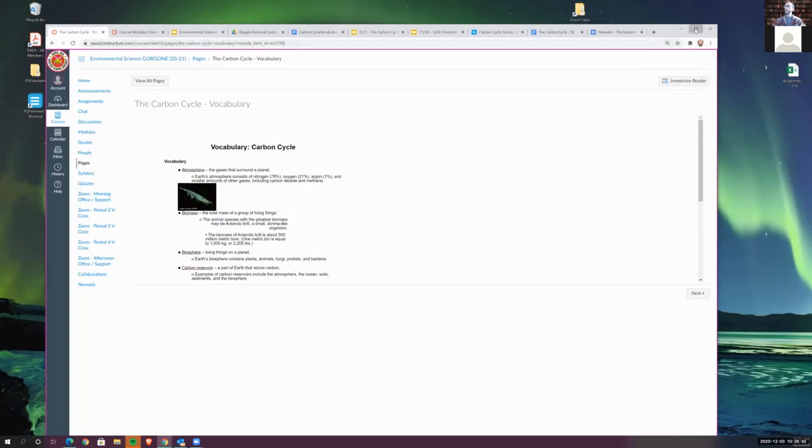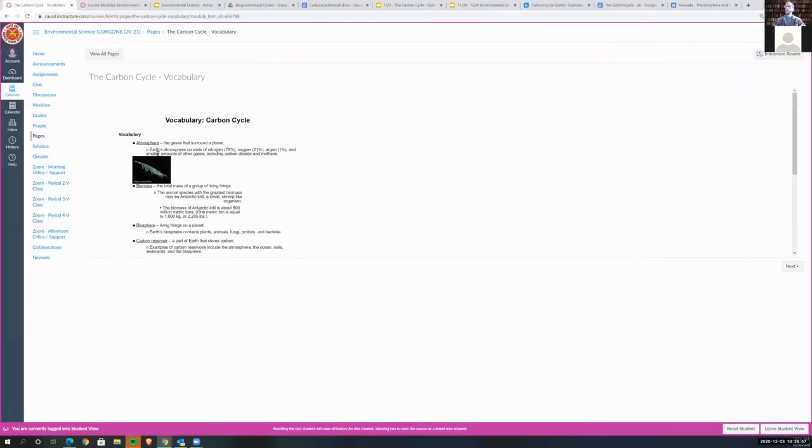So, the first word we come across is what we call the atmosphere. The atmosphere is just the gas surrounding our planet. So when we're breathing right now, we're breathing in atmosphere, we're exhaling atmosphere. If you look outside, you can't see the atmosphere, but you can see light reflecting off of our atmosphere. That's actually what's making the sky blue.